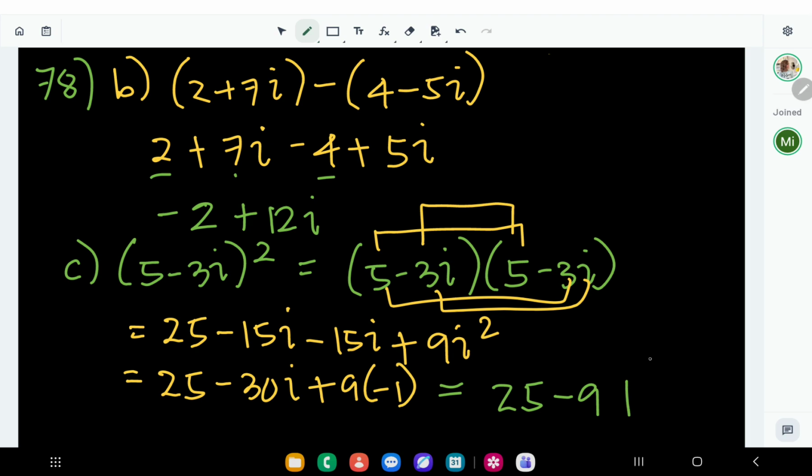25 minus 9 minus 30i. So 25 minus 9, it's 14? No. 16? Okay. 16 minus 30i. Did we do it correctly? 25 minus 15 minus 15. Yeah. And you should always review your work. Make sure it's correct. So we move to 79.